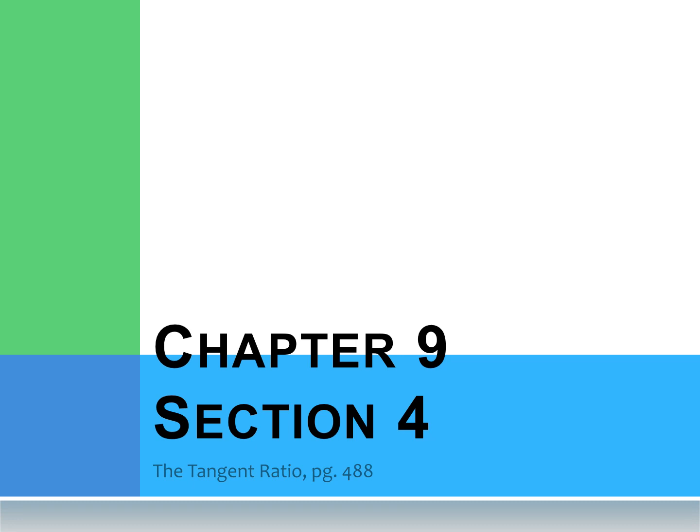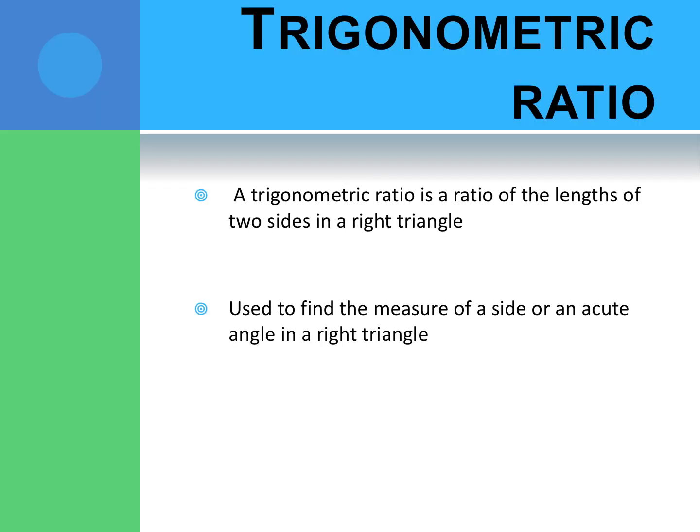In 9.4, we're going to start our discussion about the first trig ratio that we're going to talk about, which is the tangent ratio. So a trigonometric ratio is a ratio of the lengths of two sides in a right triangle, okay? And we use these ratios to find the measures of a side or to find one of the acute angles of a right triangle. So first thing we have to kind of think about is the triangle itself.